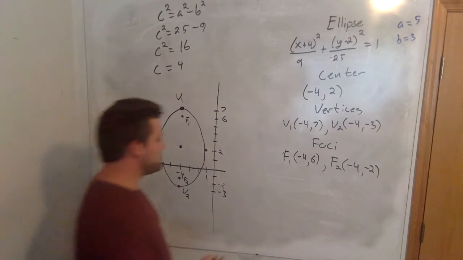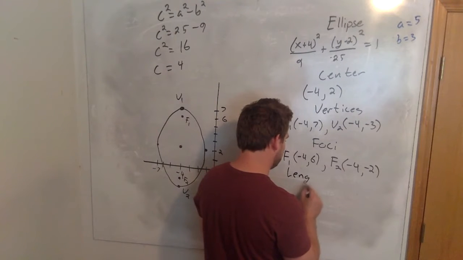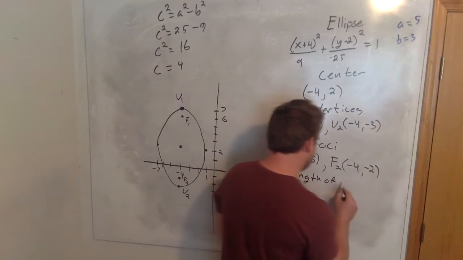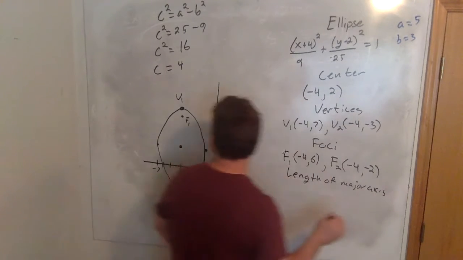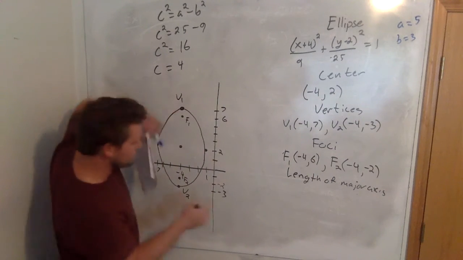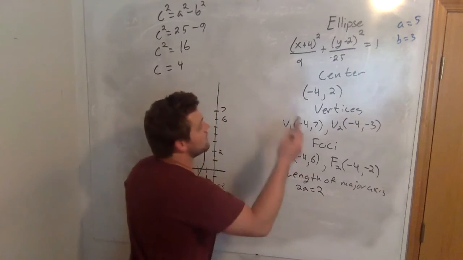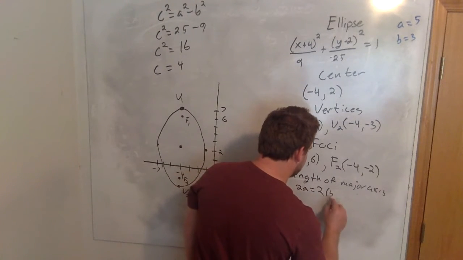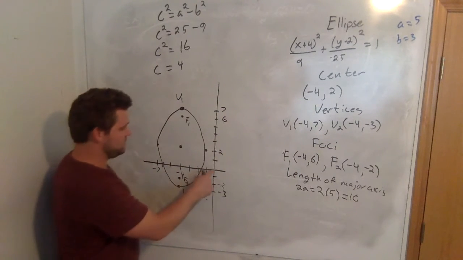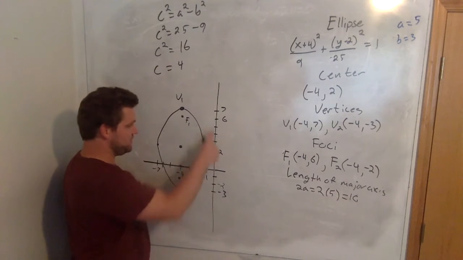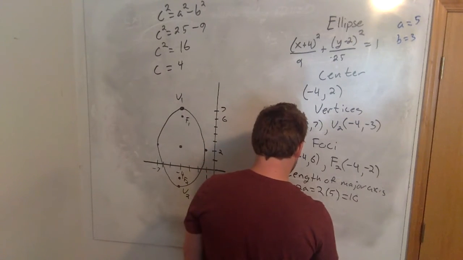Maybe the length of the major axis? I'm trying to think of all the things I could ask you. Length of major axis. Okay, so this is the major axis here. It's always the same thing as 2a. What was our a? Our a was 5, so this will be 2 times 5, or that'll be 10. That should make sense. From here to here is 7, from here to here is 3, and 7 and 3 is 10. We could also ask the length of the minor axis.